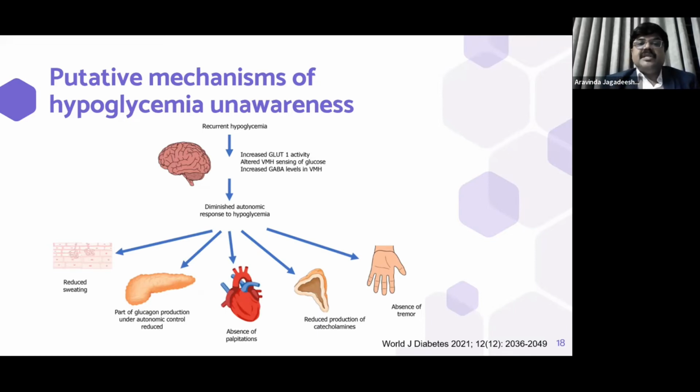Why? Once there is a diminished autonomic response to hypoglycemia, there will be reduced sweating, and part of glucagon production under autonomic control is reduced. There will be absence of palpitation, reduced production of catecholamines, and absence of tremor. So the patient is not aware of all these symptoms. So even when there is hypoglycemia, the patient is totally unaware of it.